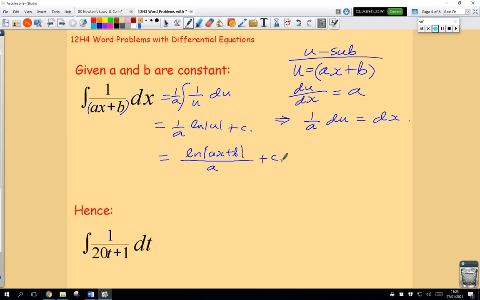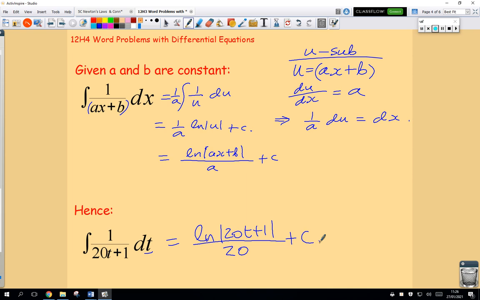So it's the natural log of the denominator divided by the leading coefficient of the denominator, for antiderivatives of this type: 1 over a linear polynomial. So if I have 1 over 20t plus 1, and I'm taking the derivative with respect to t, what we will get is the natural log of the absolute value of 20t plus 1, all over the leading coefficient of 20t plus 1, which is 20, plus c. Okay?